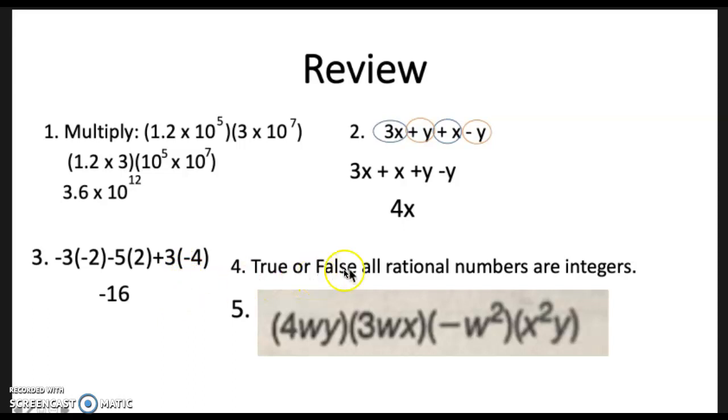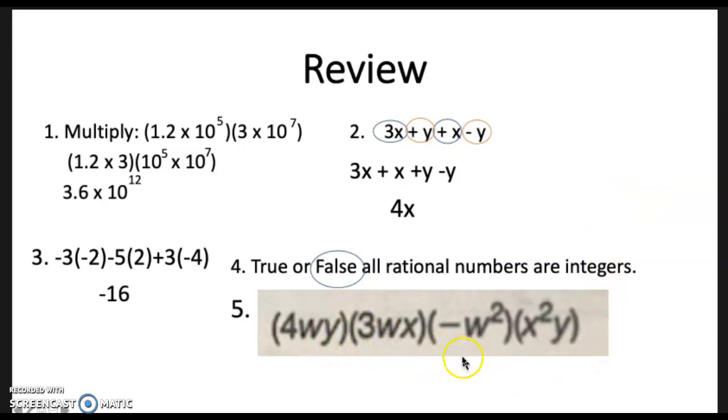All right, true or false? All rational numbers are integers. That is false. Okay, remember, rational numbers include the fractions and decimals, and those are not integers. Integers are all whole numbers and their opposites.